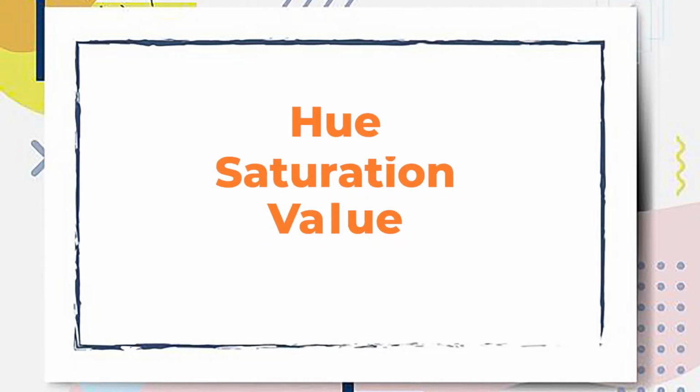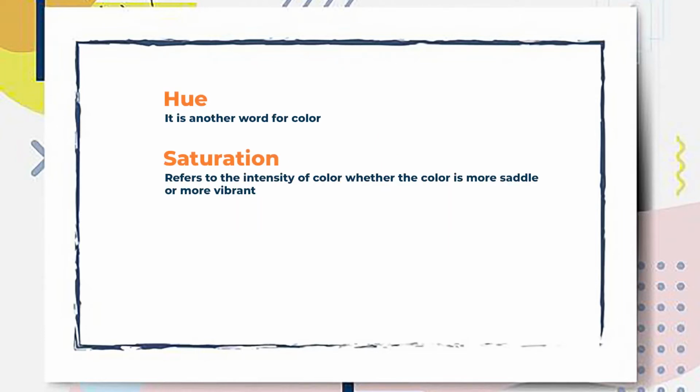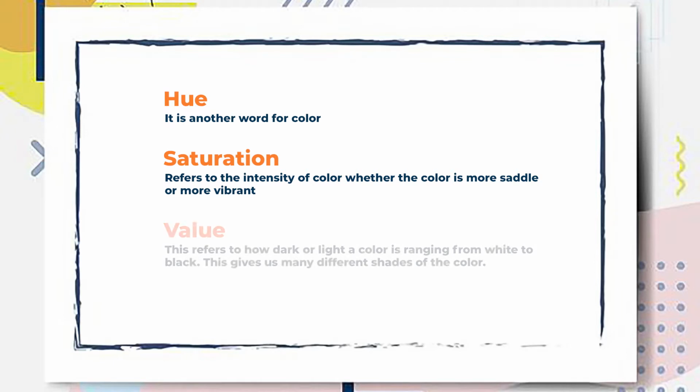To begin, let's take a look at the basic terminologies in color: hue, saturation, and value. Hue is another word for color, while saturation refers to the intensity of color, whether the color is more subtle or more vibrant. Value refers to how dark or light a color is, ranging from white to black. This gives us many different shades of the color.